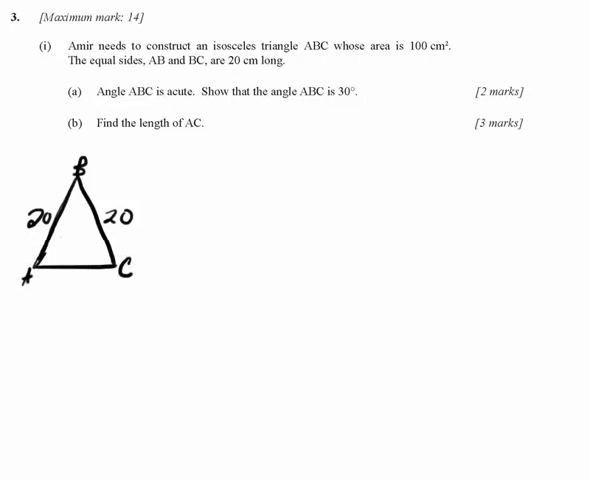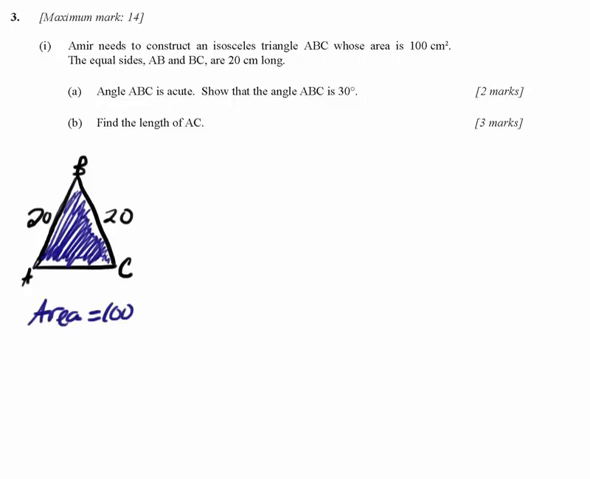So the first thing I'm going to do is create this isosceles triangle. A to B, that's 20, and B to C, that's 20. So there's the shape of our triangle. There's one other piece of information they've given you that I don't see here, and that is the area is 100 square centimeters. So I want to add that area.